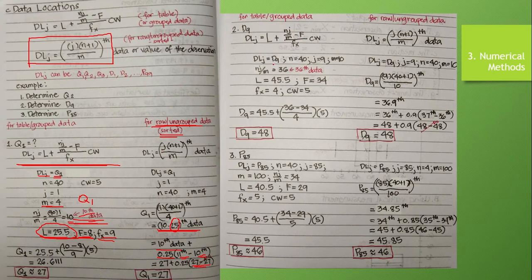Next is for the grouped data. Now what if we will be calculating for D sub 9? So that's D sub j is D sub 9. L is where njm's data is located. So our j is 9 multiplied by n divided by m. That would result to 36 data. Therefore, we will be using the lower class boundary where the 36th data is located.